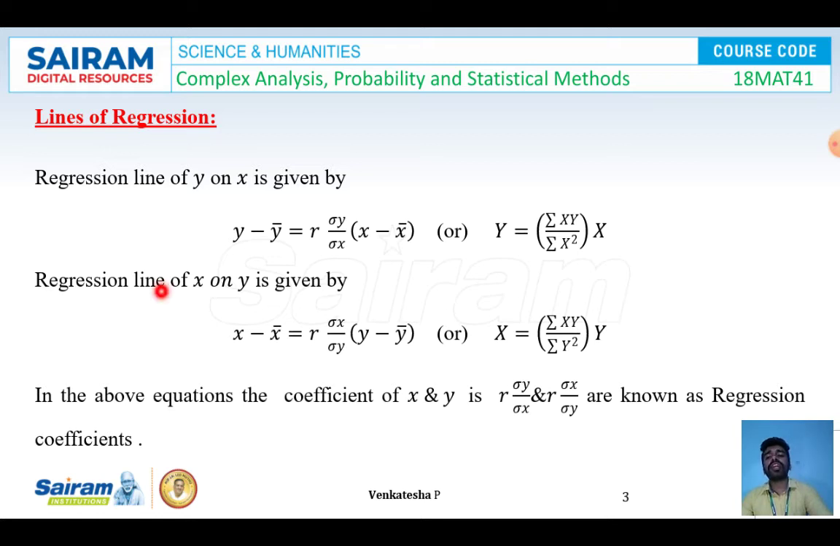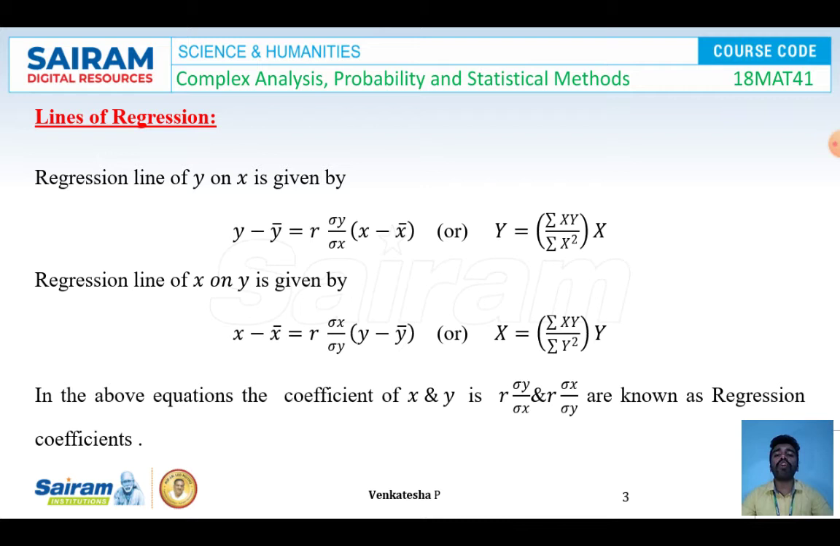Similarly, the regression line of x on y is given by x minus x bar is equal to r into sigma x by sigma y, y minus y bar. The alternative formula is capital X is equal to summation capital X into capital Y divided by summation y square into capital Y, where capital X is nothing but x minus x bar and capital Y is nothing but y minus y bar. So x bar is called mean of x series and y bar is mean of y series. Sigma y is called standard deviation of y series. Sigma x is called standard deviation of x series.